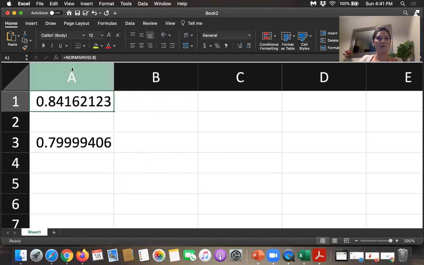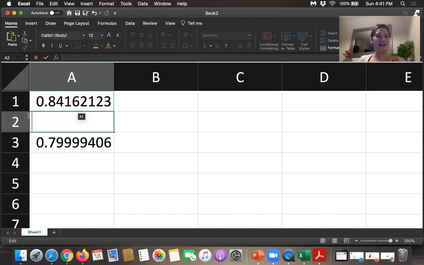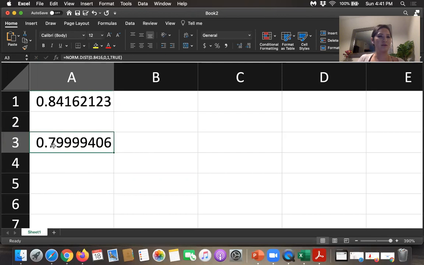And then this NORM.S.INV gives us the inverse of that. So this gives me the z-score that corresponds to an area, and then that NORM.DIST gives me the area that corresponds to a z-score. And the area that they're giving you here is always an area to the left. And then when you use this, the probability in the parentheses always has to be that probability to the left, which is the same as the area to the left.